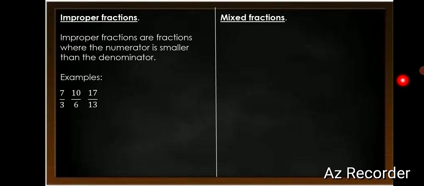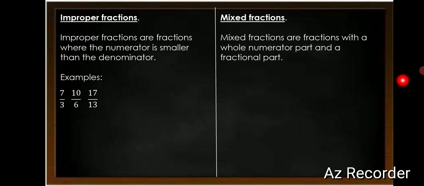Last but not the least, let's look at mixed fractions. Mixed fractions are fractions with a whole number part and a fractional part. Examples are 9 whole number 1 over 3. This is referred to as 9 whole number 1 over 3. Another example is 7 whole number 1 over 2. Another example is 9 whole number 2 over 5.